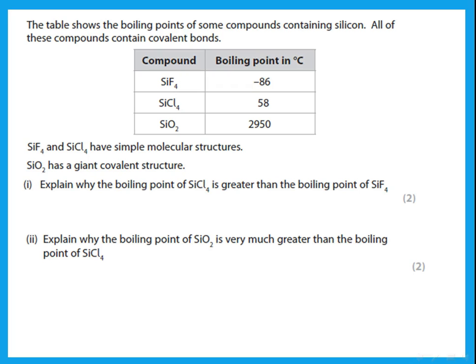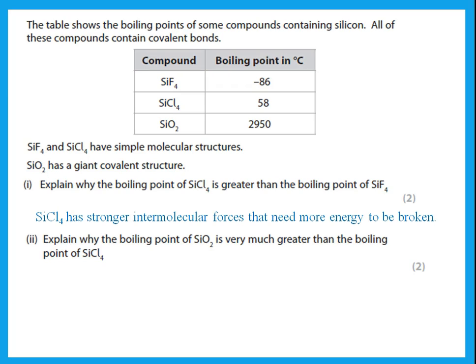The table shows boiling points of some compounds containing silicon. All of these compounds contain covalent bonds. Silicon fluoride and silicon chloride have simple molecular structures, SiO2 has a giant covalent structure, and that's why from the table SiO2 has a much higher boiling point than the others. Now, first of all, explain why the boiling point of SiCl4 is greater than the boiling point of SiF2. If both of them have simple molecular structures, what would be the difference between them to make one of them have a higher boiling point?